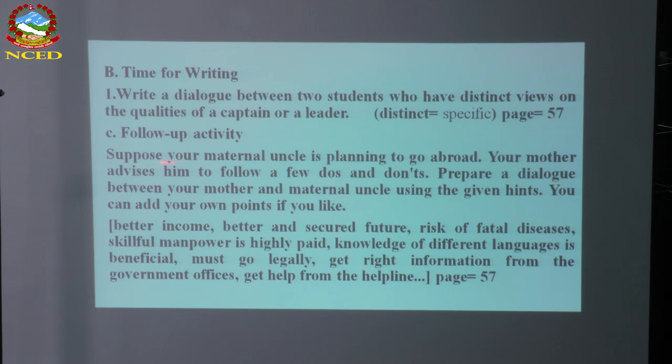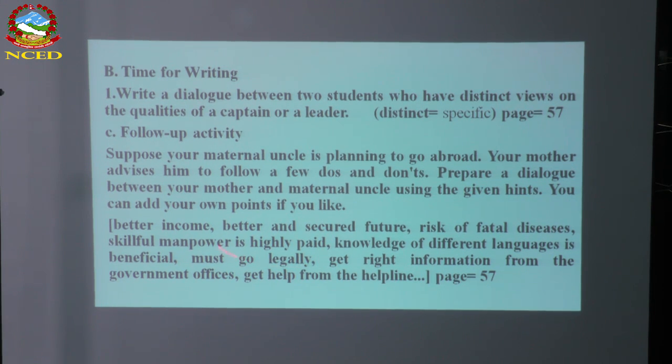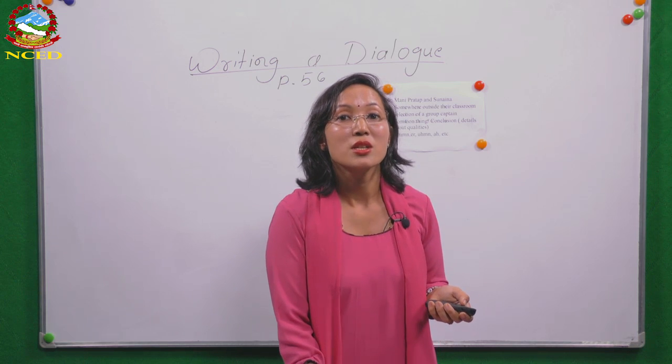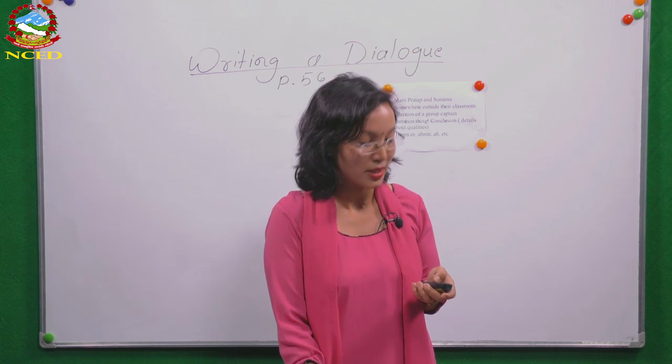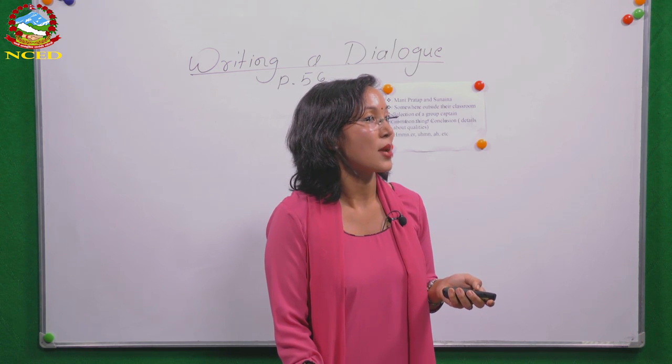Next, suppose your maternal uncle is planning to go abroad. Your mother advises him to follow a few do's and don'ts, meaning what he can do there and what he can't do there. Prepare a dialogue between your mother and your maternal uncle using the hints. You can add your own points if you like. Here the participants are mother and maternal uncle, and the hints are here. You can use these hints, and your set of exchanges must be in the sequence of the hints provided, as I have already told you. Is that clear? Now let's see one example, a sample of a dialogue.